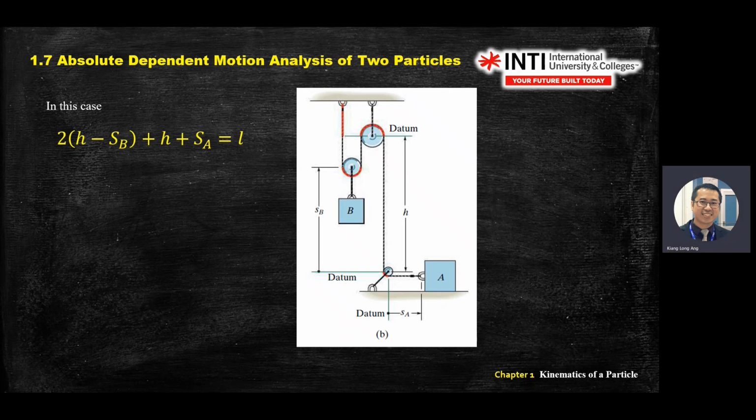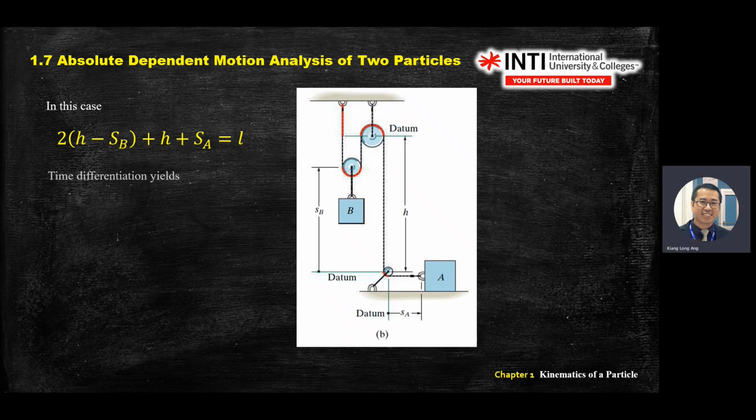Now the total length calculation is different. You want to find this length. This length is no longer SB as just now. To find it, you need to take H minus SB. So this one 2 times, plus the H plus the SA. So your equations change a little bit. So always remember, look at the datum first. Only then do you start the total length time differentiation.